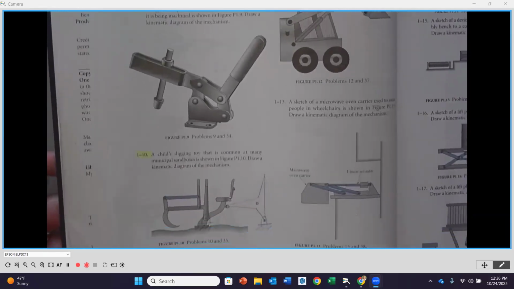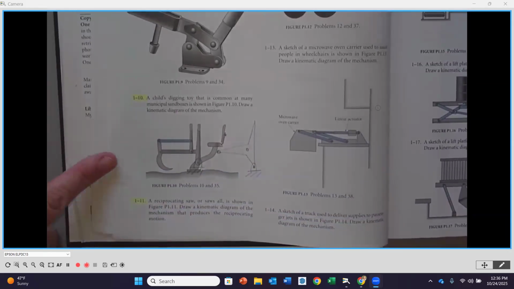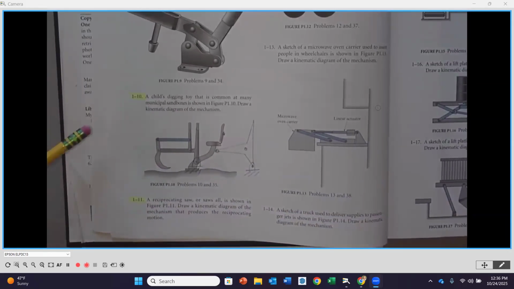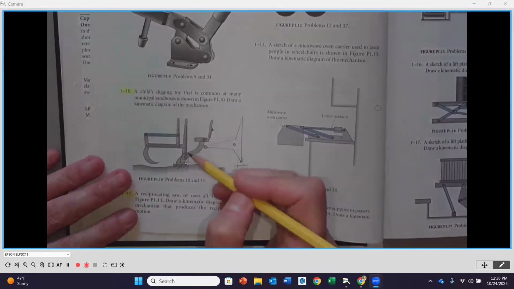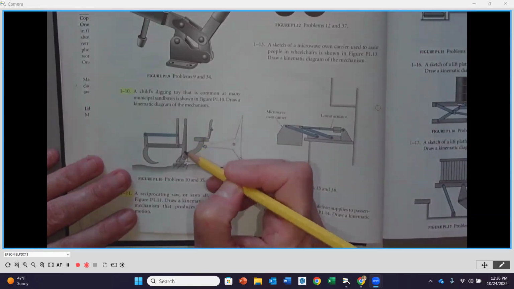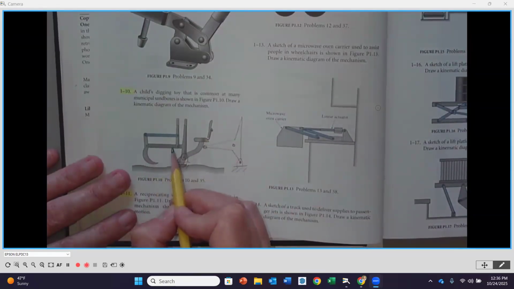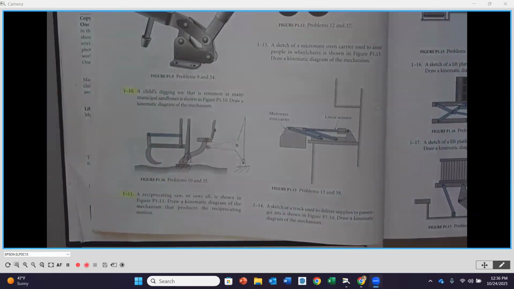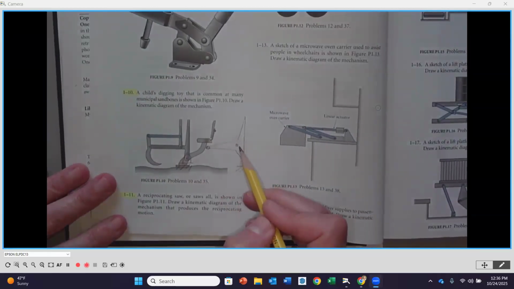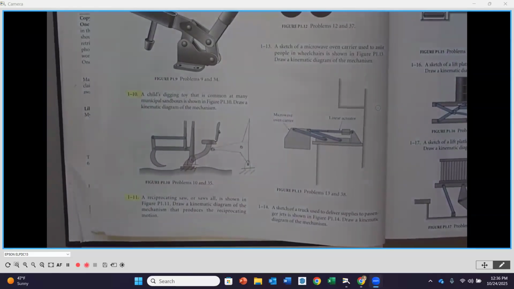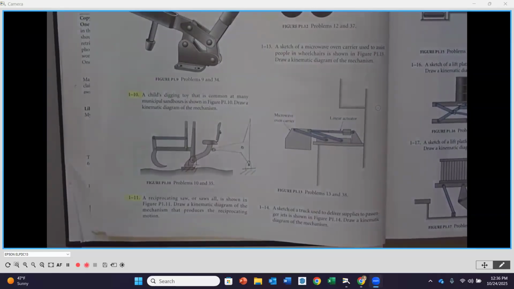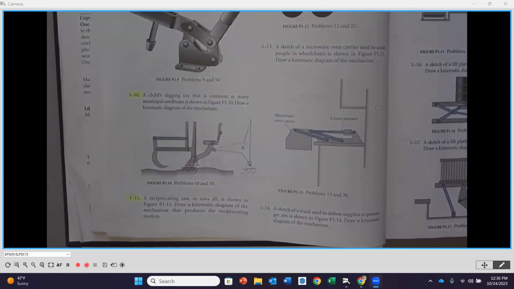The next problem that we have is problem 110, and this is that child's digging toy. I did briefly talk about this one the other day. We have one of these links where there's a handle that goes straight up, but then it also goes out to here, so it being a triangle is kind of hard to do. So I said you could do something that looks like that, which I think would be a fair representation of that.